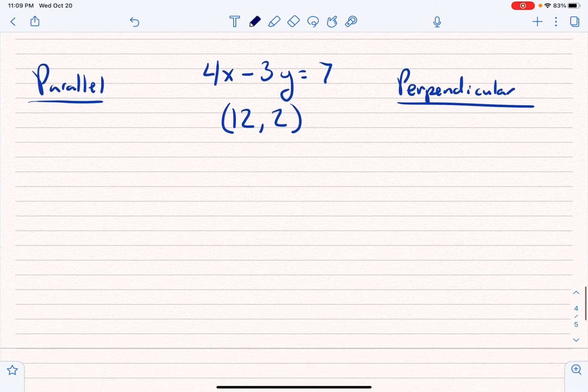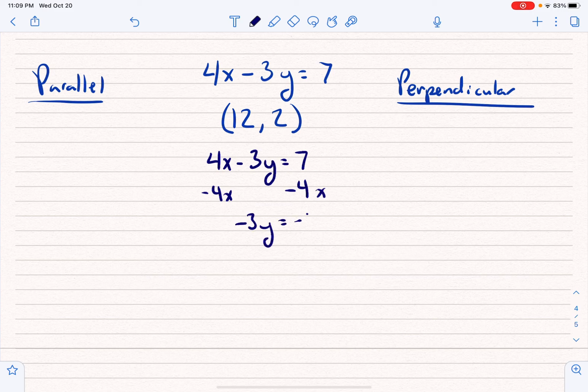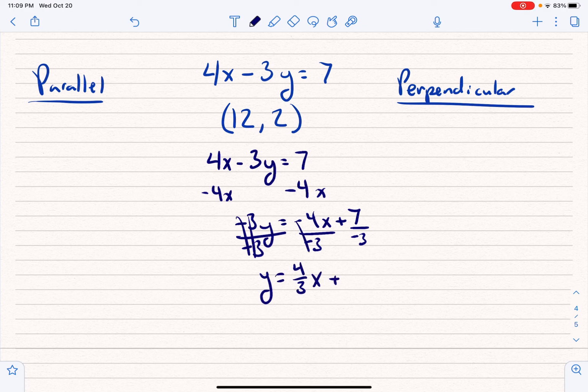All right, for the next one. Okay, this one has a little bit more work to make it say y equals. If we start with the equation 4x minus 3y equals 7, first thing we're going to do is subtract 4x from both sides, and we get negative 3y is equal to negative 4x plus 7. We divide everything by negative 3 at that point. The negatives cancel out, the 3's cancel out. You get y equals 4/3 x plus a negative 7/3. Blech.